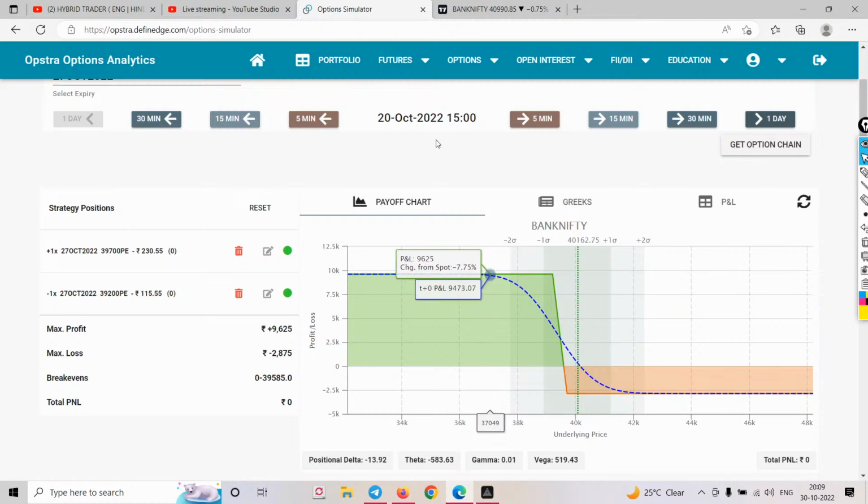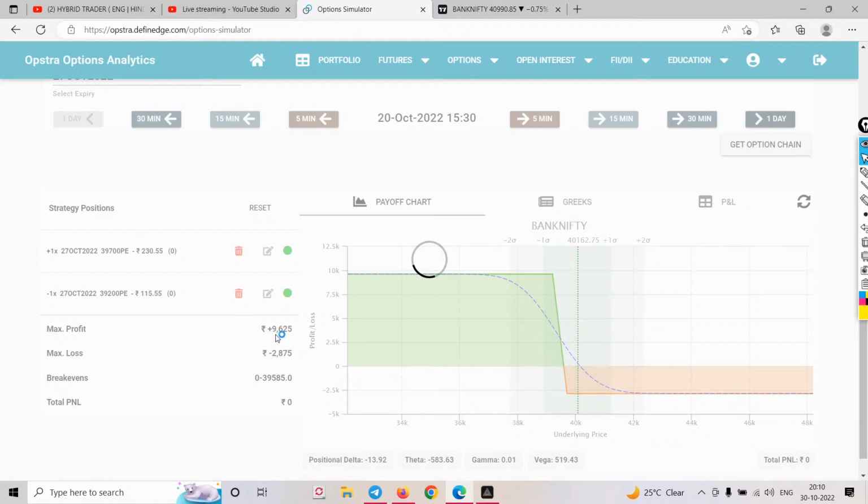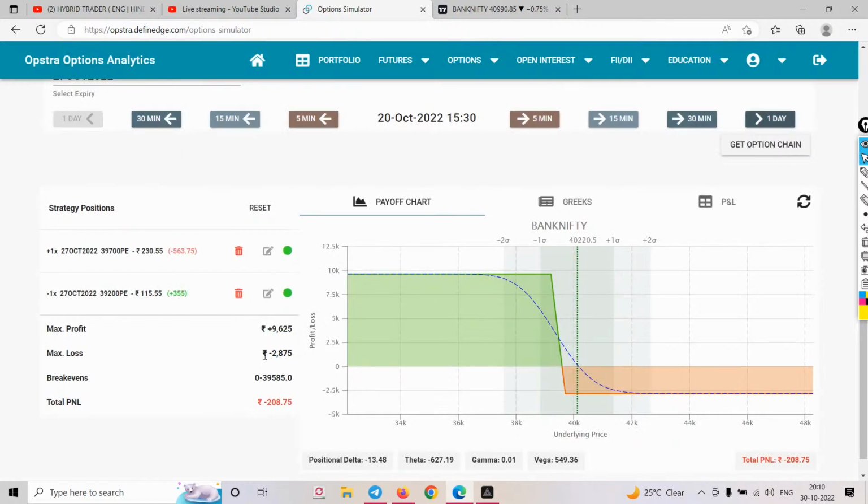Now we are at 3 p.m., so I'll take you to 3:30 and check the profit and loss. We have 3,000 loss and 9,500 profit. This is the beauty of deploying the put debit spread. We all know that we get very good premiums on the put side. That's the reason whenever you go for a put debit spread, you'll get very good risk to reward. So 3,000 versus 9,600 is almost 1:3. The maximum profit is 9,000 and the loss 3,000. We are at a loss of 208 rupees.